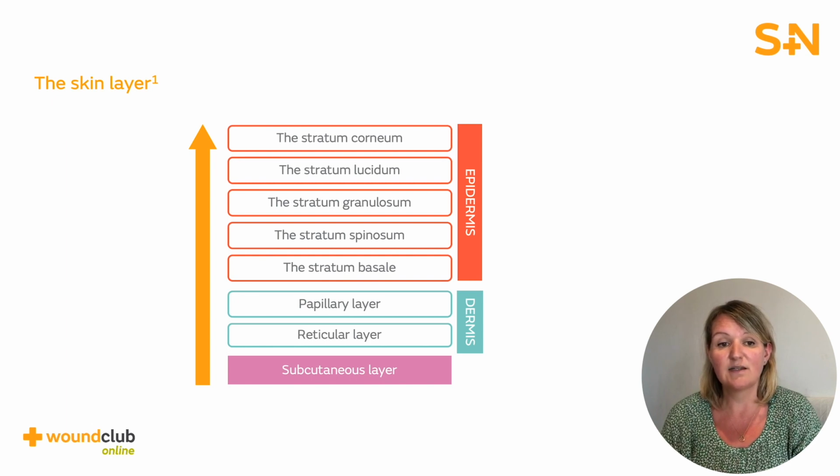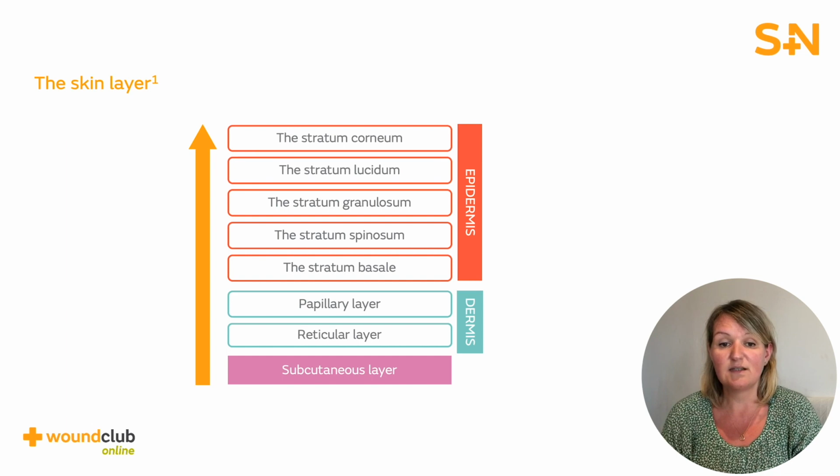The papillary layer contains nerves and capillaries that feed the epidermis. The reticular layer is made up of collagen and elastic fibres, or strong connective tissue. Collagen and elastin in the dermis are arranged in a woven network of fibres, giving tensile strength and providing the ability to stretch and contract.